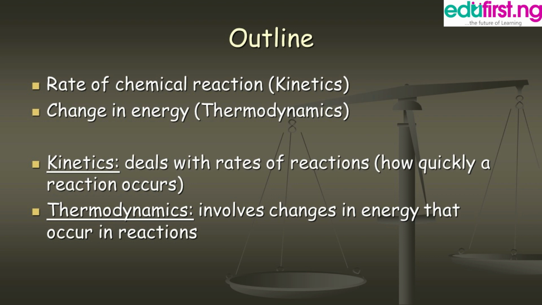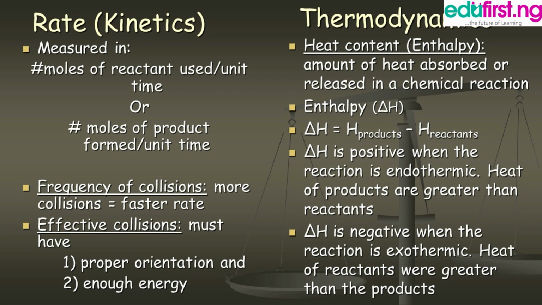Now, this rate, that's kinetics, is concerned with the moles of reactants converted per unit time, or the moles of product formed per unit time. This depends on the frequency of collision of the molecules. The faster the collision, the faster the rate. And to have effective collision, you need to have a proper orientation and enough energy to move the reactants to form products.